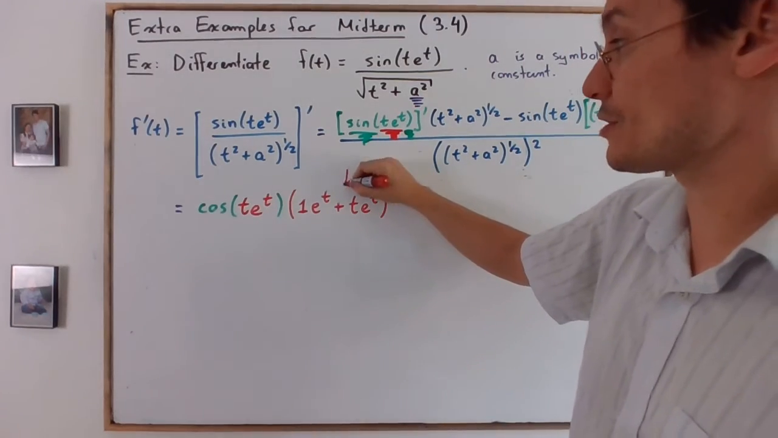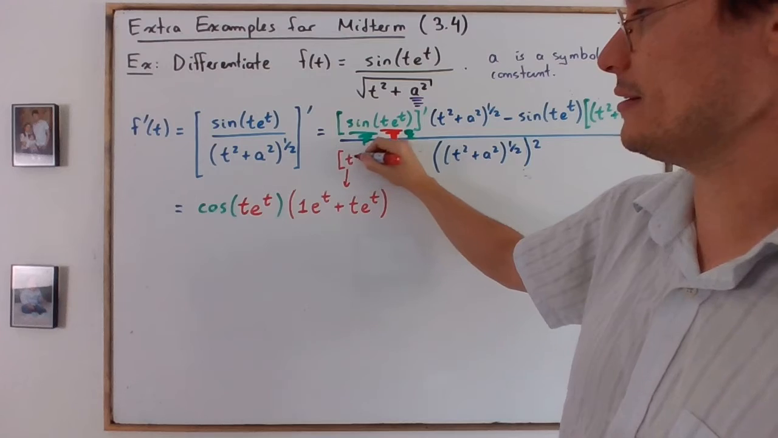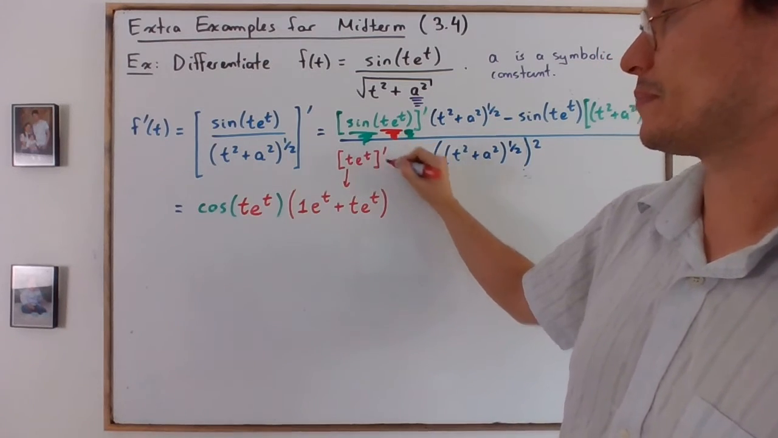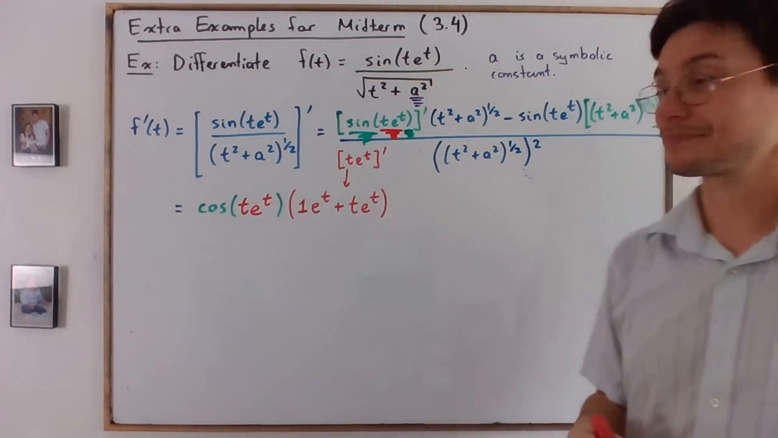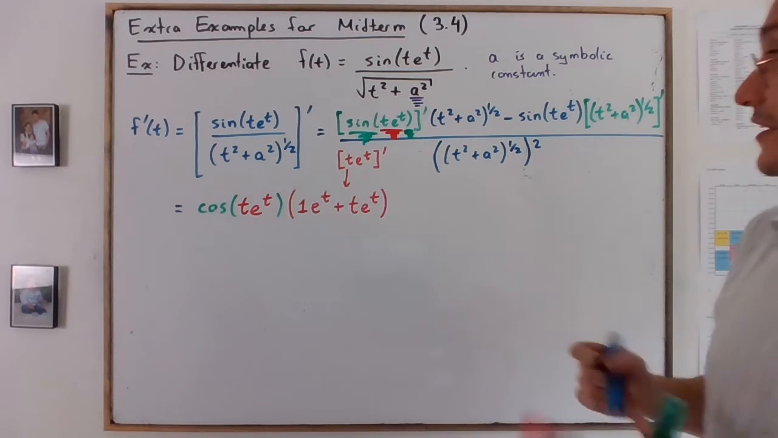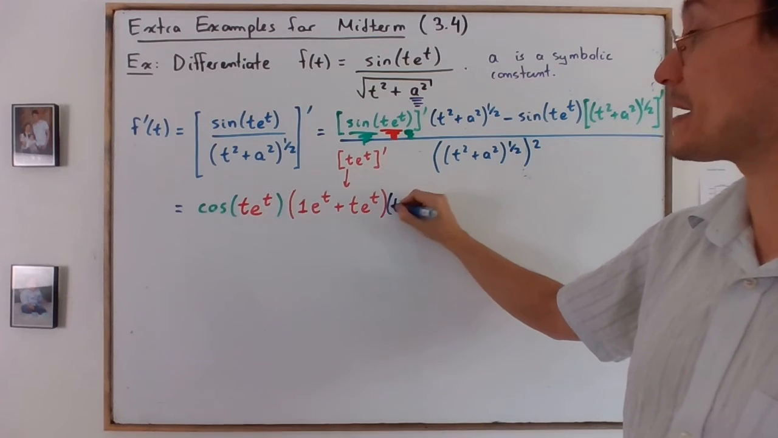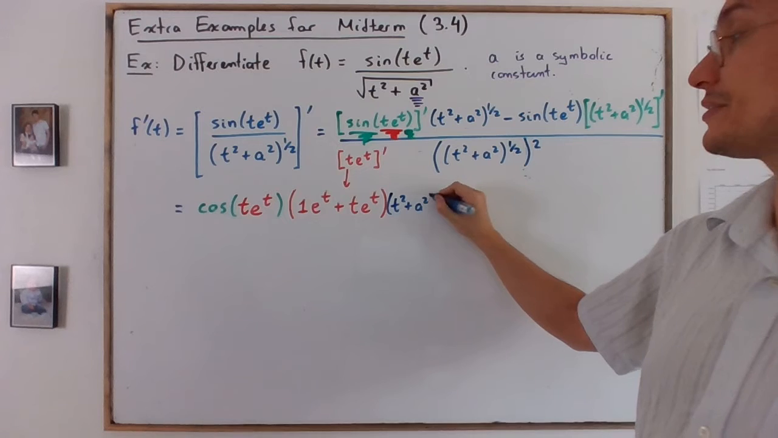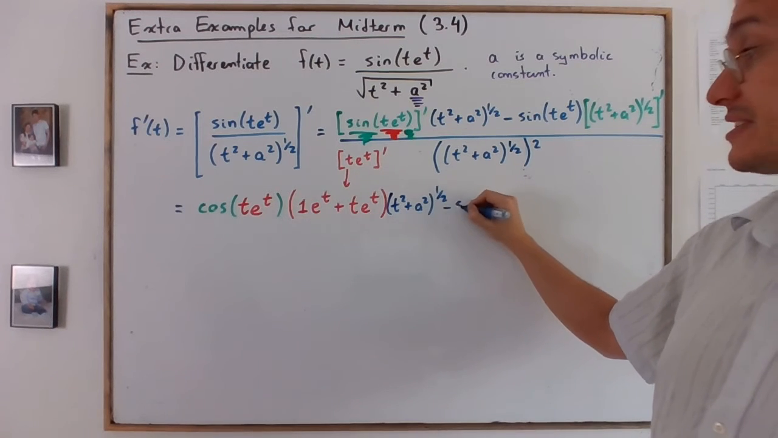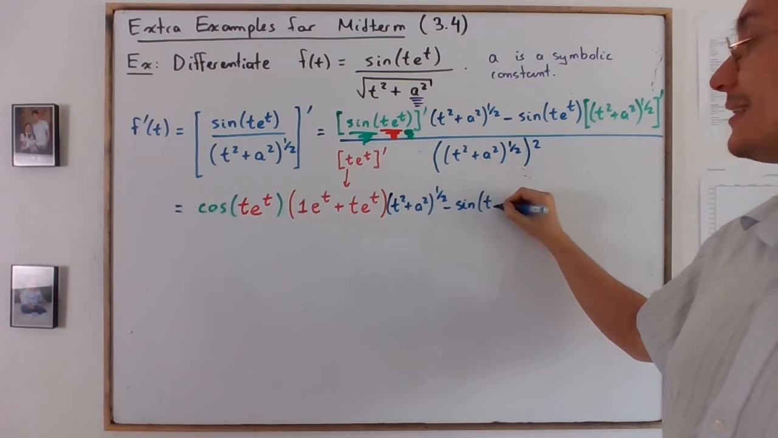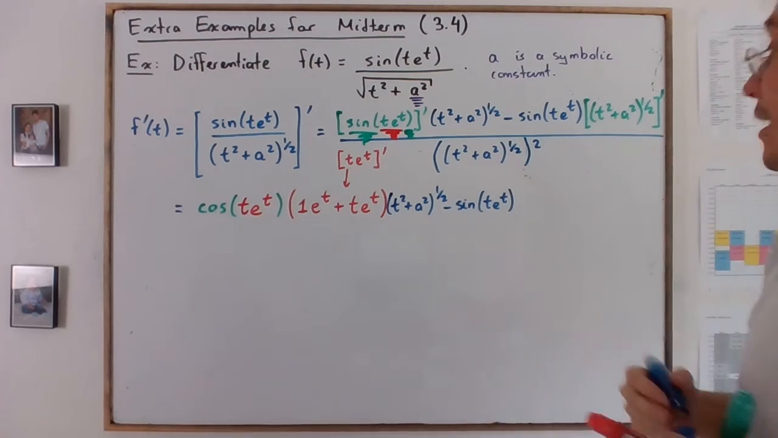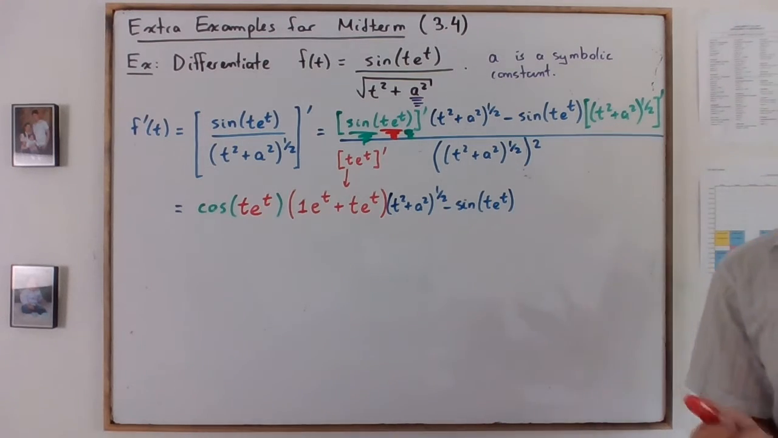Okay, so just to be crystal clear, this is what we have here. Now, don't forget, this is just part of the big problem. t squared plus a squared to the power of 1/2 minus sine of t e to the t. And now we need to differentiate this.